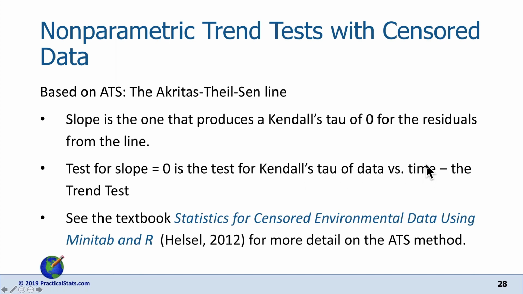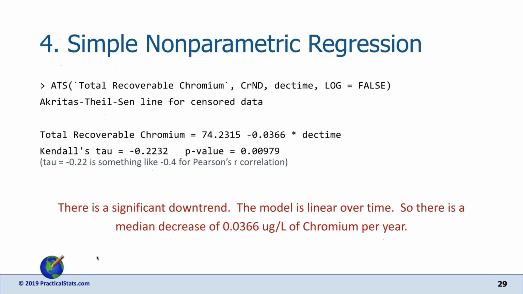That's the trend test. And you can read some more about that in this book, which I wrote back in 2012. This was the second edition of my Nondetects book called Statistics for Censored Environmental Data using Minitab and R. And the examples come with both R and Minitab worked out. And that tells you about the ATS procedure.